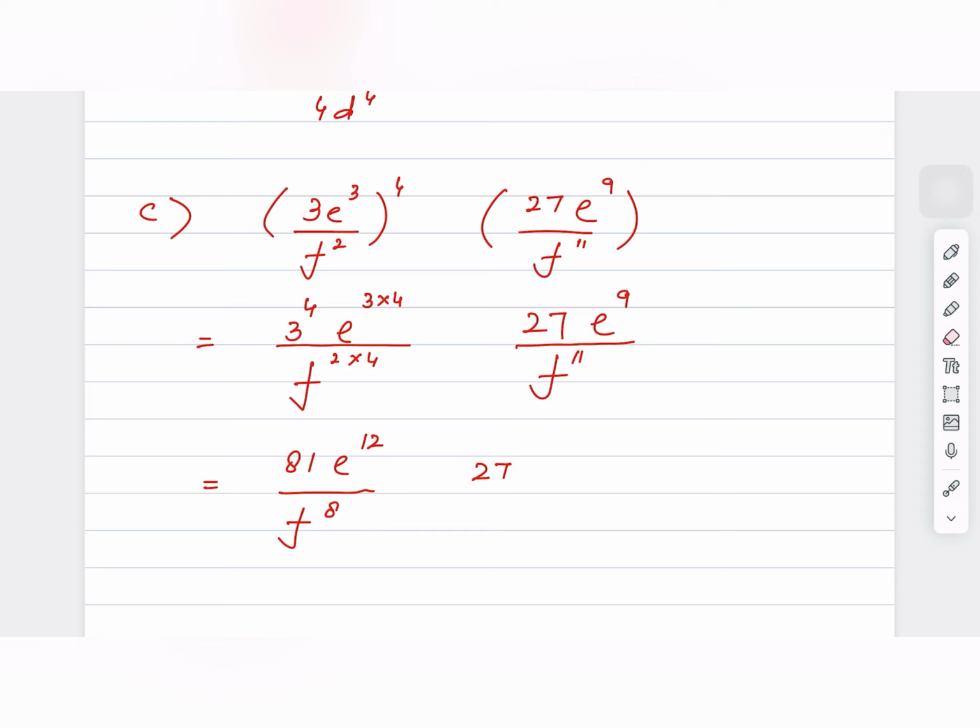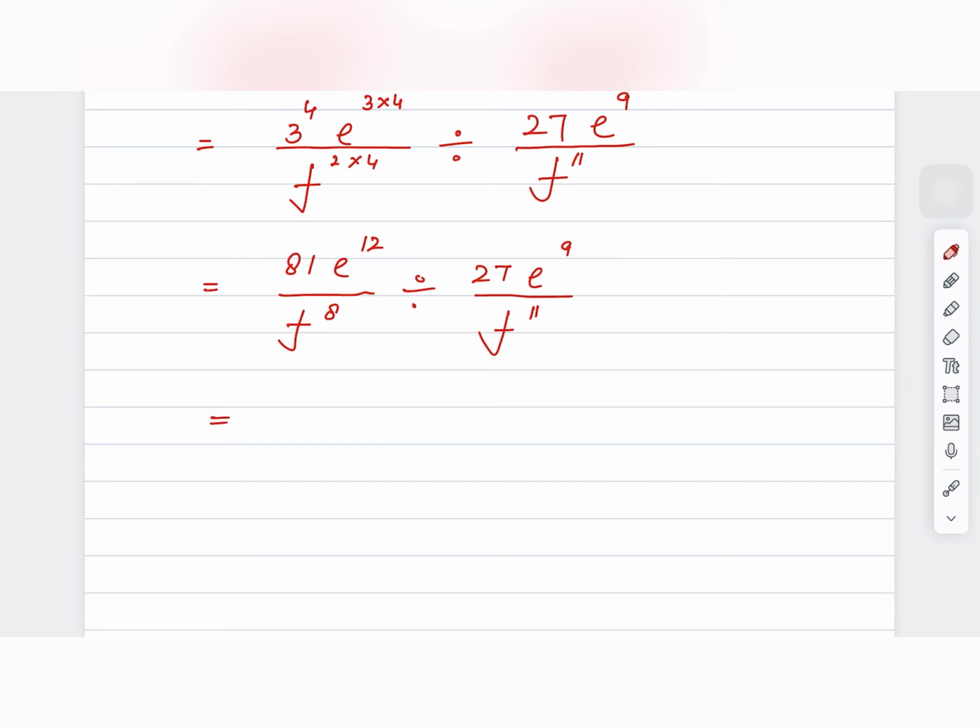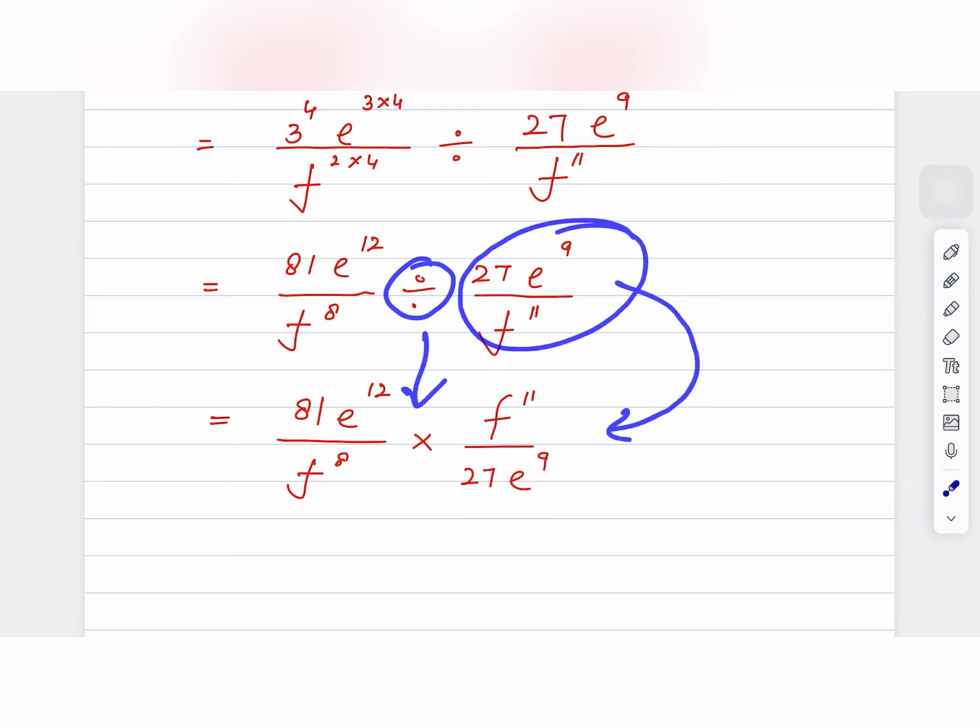Oh, basically there is a correction. Actually there is a division sign in between these two. I wrote the question wrong. So e power 9 over f power 11. Now you will convert division into multiplication, and that will be 81 e power 12 over f power 8. You will write f in the numerator and 27 e power 9 in the denominator. This is called reciprocal. When you convert division into multiplication, you take its reciprocal. So I did that.